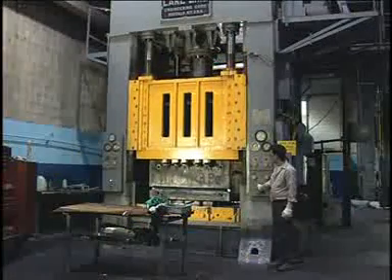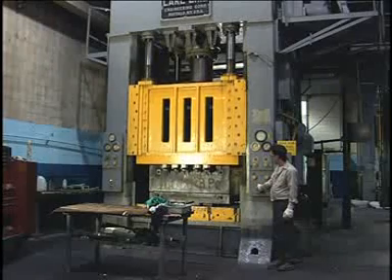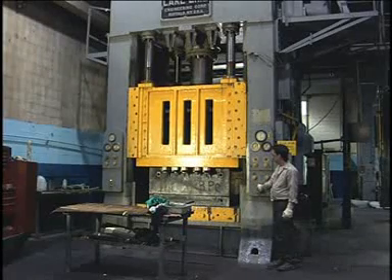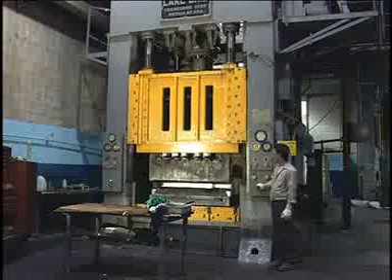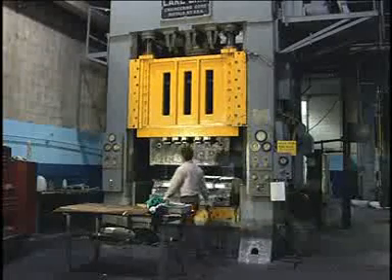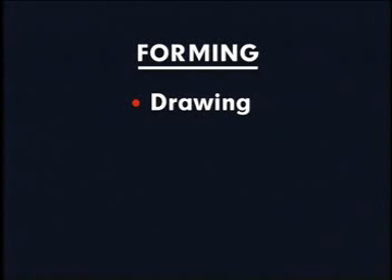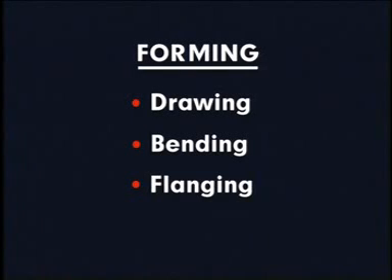Forming is a broad term for metalworking processes in which the shape of a punch and die is reproduced directly in the metal. Some common forming operations done with press-mounted dies include drawing, bending, flanging, and hemming.